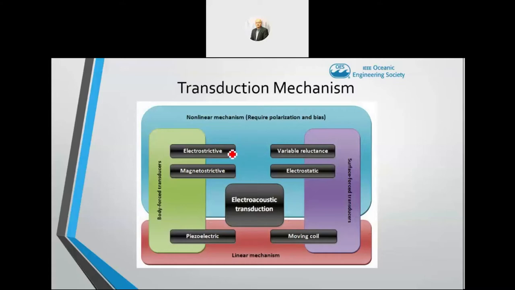We have the electrostrictive mechanism, the variable reluctance mechanism, the electrostatic mechanism, and we can also use a magnetostrictive mechanism. All of these four are non-linear mechanisms and require polarization and constant voltage bias. On the left are body force transducers, and on the right are surface force transducers. We also have linear mechanisms, which are a lot easier to handle and develop: either a moving coil if we want a surface force transducer, or piezoelectric if we want a body force transducer.